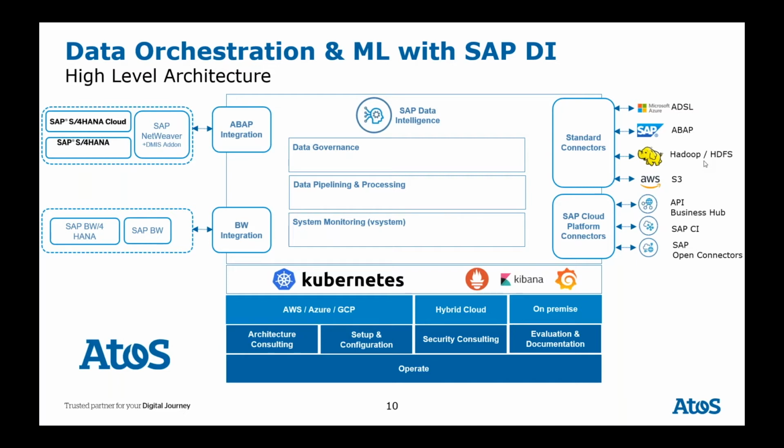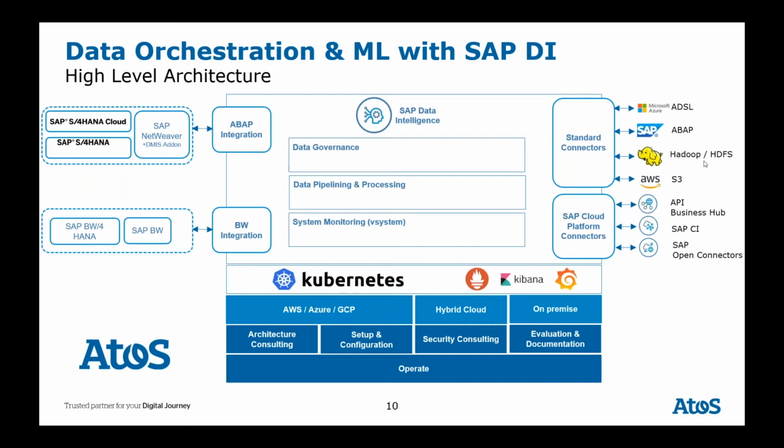So with the ABAP integration, there are features like SLT, so you can read data with SLT and push your data from the ABAP stack into DI and do whatever you'd want to do with it. And similarly, with the BW integration, there are connectors available to connect to the standard BW for HANA systems or SAP BW systems. But not only can you connect to the SAP systems, but on the right side, we have different connectors which can connect to the standard systems, like maybe you want to connect to a Hadoop system, or you want to connect to S3 buckets within AWS, or be it GCP.